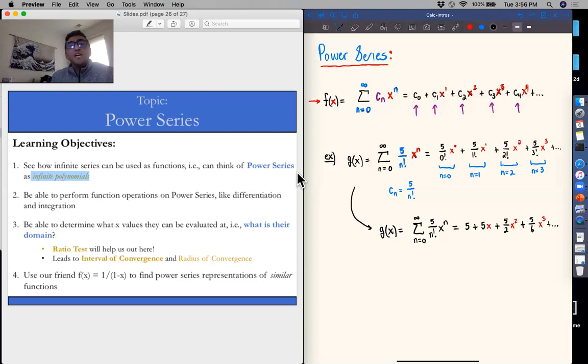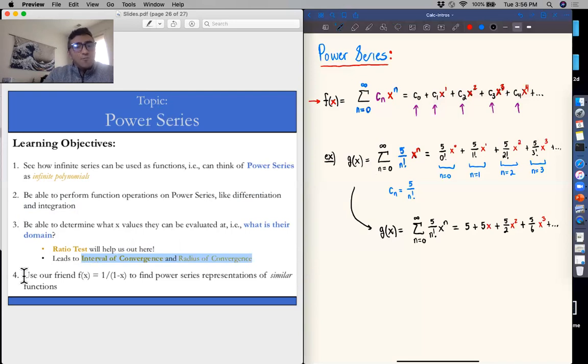And you might be wondering, what types of things are we going to do with these power series or these infinitely long polynomial-like things? Well, interestingly enough, we're going to do operations like differentiating and integrating them. Other questions we'll ask is, if these are indeed functions, what values of x can we actually evaluate them at? In other words, we're going to determine what the domains are of these types of power series. As a hint, we'll see the ratio test pop up here, and we'll also define some other terms that will help us along the way, the so-called interval of convergence and radius of convergence.